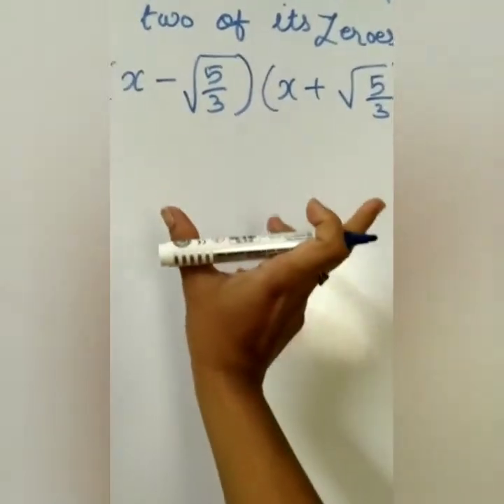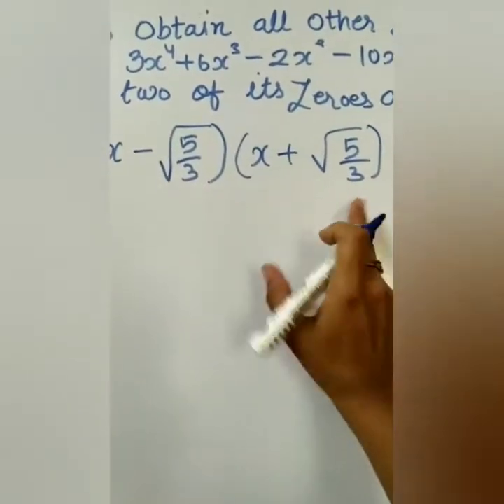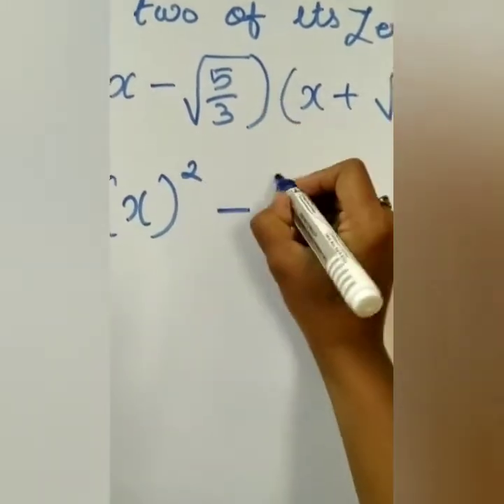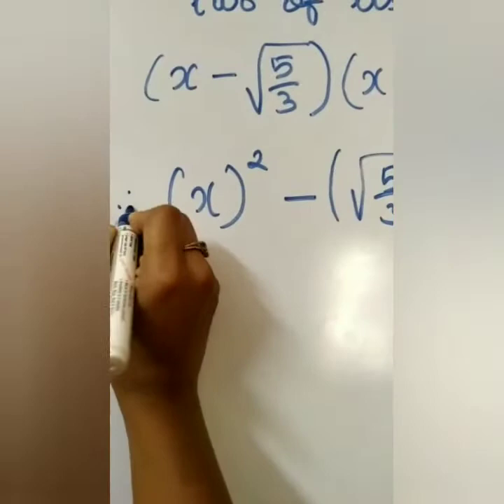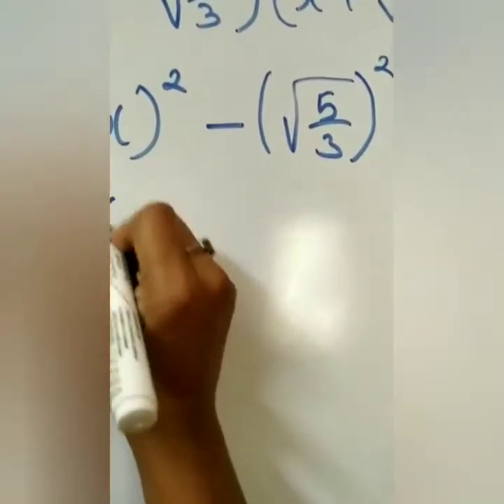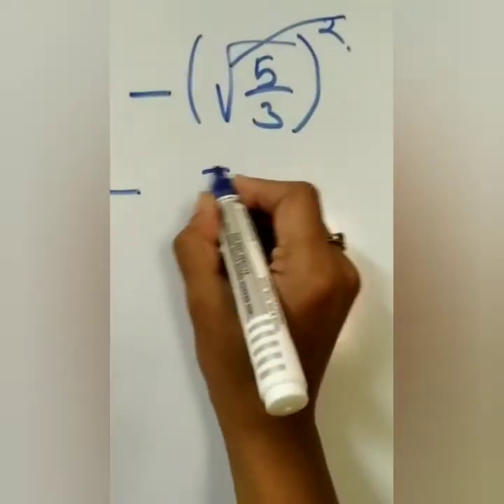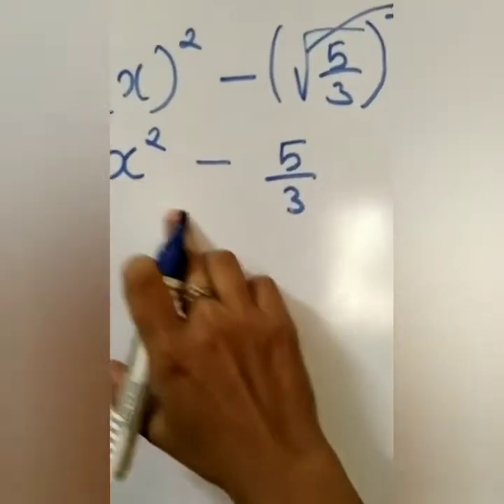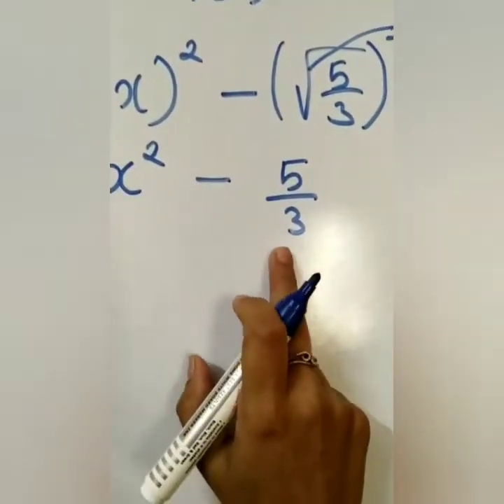If we open this bracket, means if we apply the identity (a minus b)(a plus b), our identity will be a square minus b square, where b is √(5/3) and we have to square it. So our identity will be a square minus b square. Solving it, it becomes x square, the square root will cut out, and here will remain 5 by 3. Now it is not in the proper form. If we do the division method with this, we will be confused. So we will solve it further.